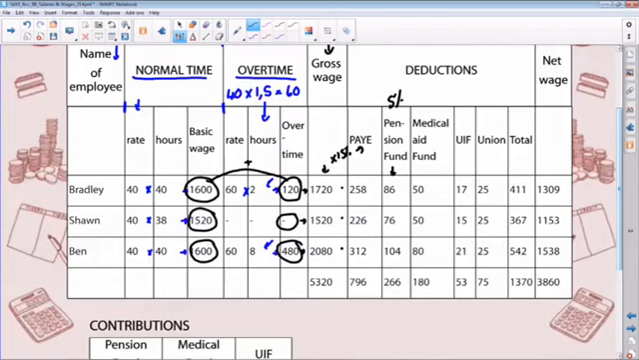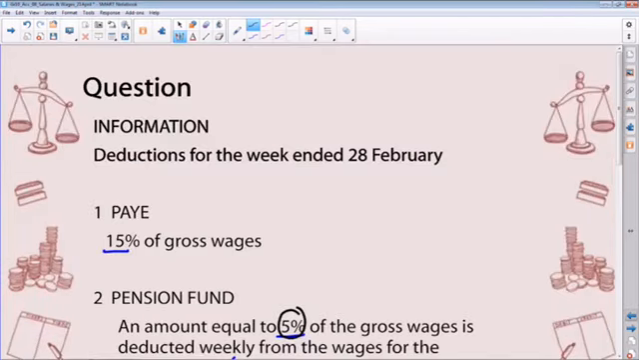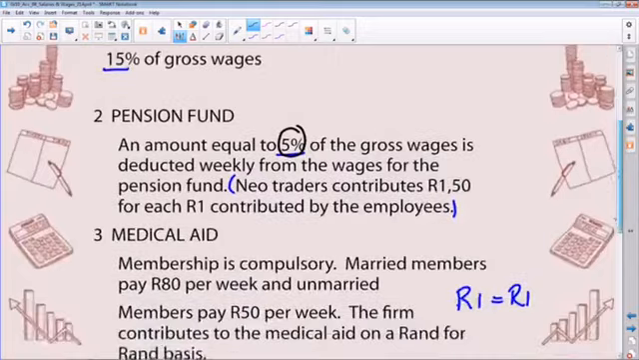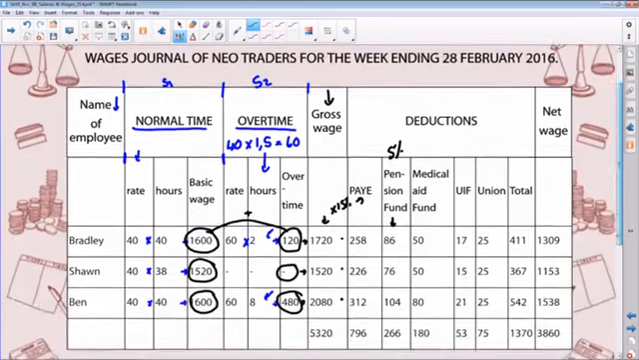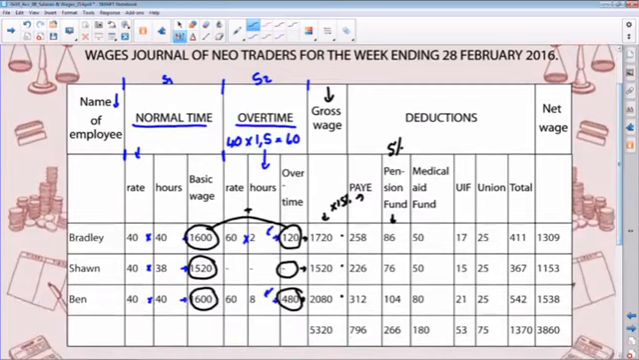What do I do with medical aid? Remember, let's go and read it again. We have a bit of time. Your medical aid membership is compulsory, so every guy needs to belong to the medical aid. Married members, Ben is married, the other two unmarried, will pay 80. So therefore, if they're unmarried, they'll pay 50. Let's go and fill it in. There it is, medical aid, 50, 50, and 80. So therefore, you will get easy marks here. And then, always round off to the nearest rand. That's what I did here.